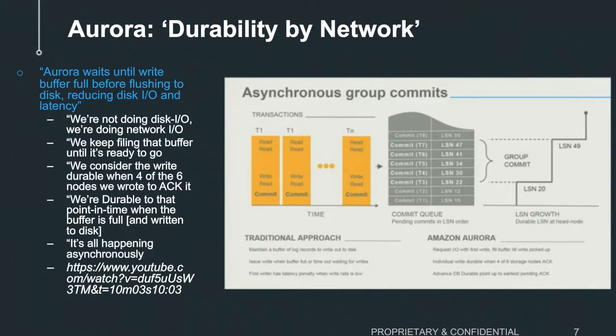We keep filling the buffer until it's ready to go, which means the buffer has to be maxed before you write, which minimizes your writes to disk, which means you get a lot more speed out of the system by trading off a little bit of latency between I told the transaction it was committed and I'm actually durable with the WAL flush. We consider the write durable when 4 of the 6 nodes we wrote to ACK it. So they send, I sent you the communication, please receive this in your buffer. They say, I did. And we're durable to that point in time when the buffer is full and written to disk. But see, there's a difference between we are durable to that point in time when it's written to disk and when we told the application the transaction committed. It's all happening asynchronously.